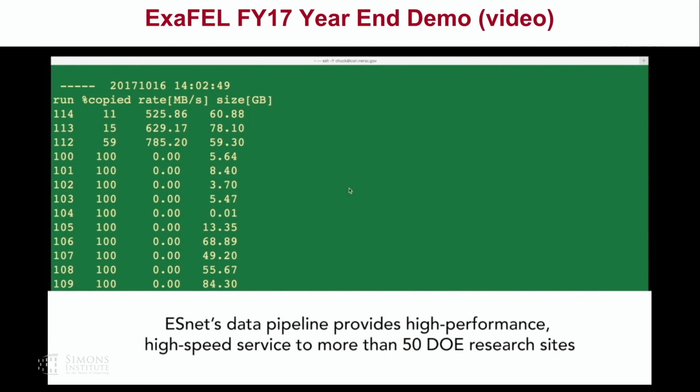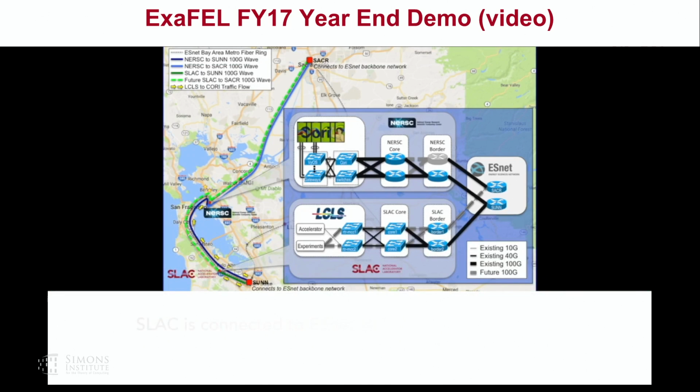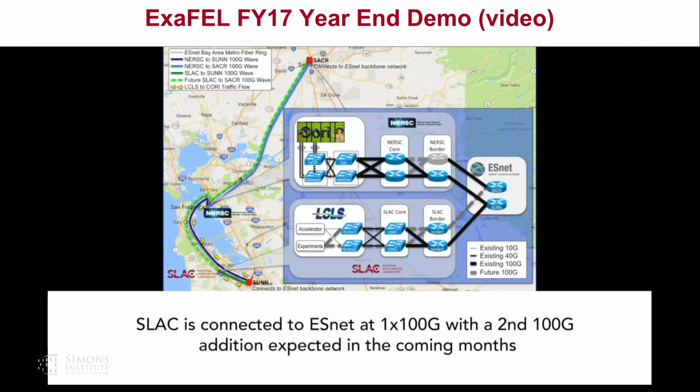ESNet's data pipeline provides high-performance, high-speed service to more than 50 DOE research sites. SLAC is connected to ESNet at 1x100G, with a second 100G addition expected in the coming months, which will become 1 terabit for LCLS-II.